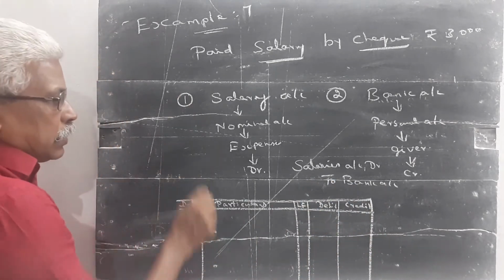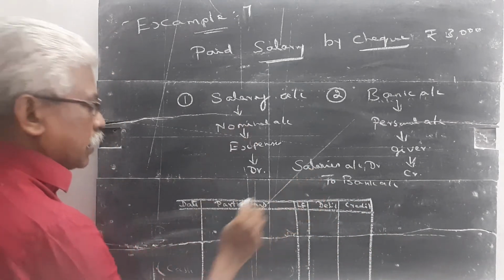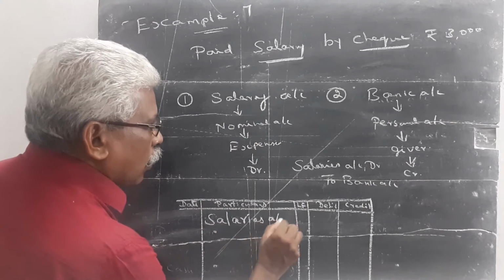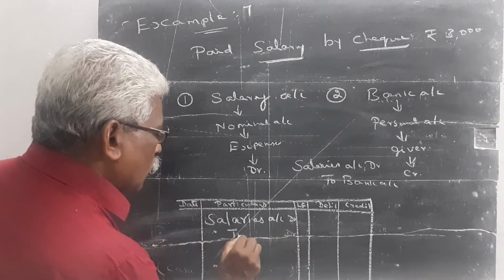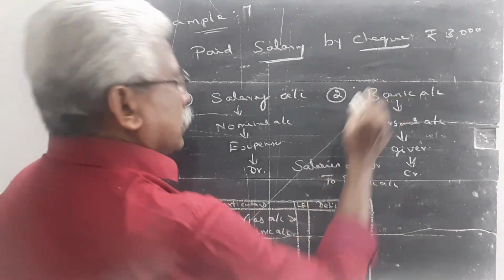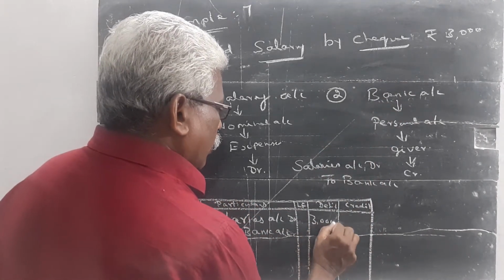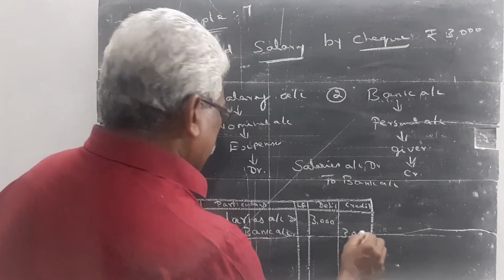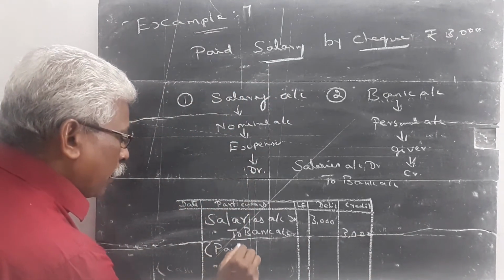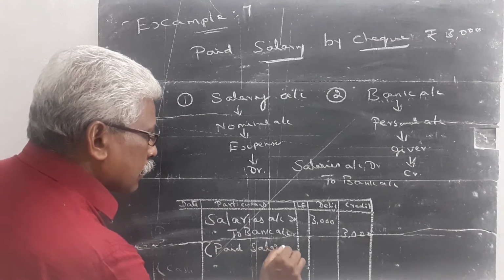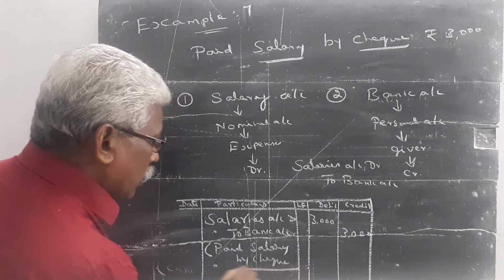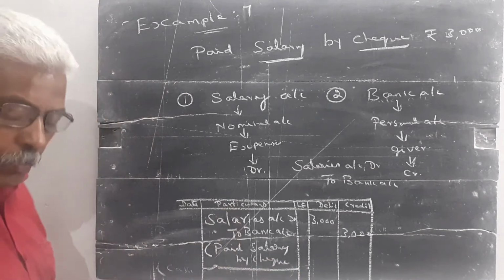Then here no date is given. So first you write the debit aspect. Salaries account debtor to bank account. Amount 3,000. What is the narration? You simply write the question: paid salaries by cheque. Draw a single line in the particulars column.